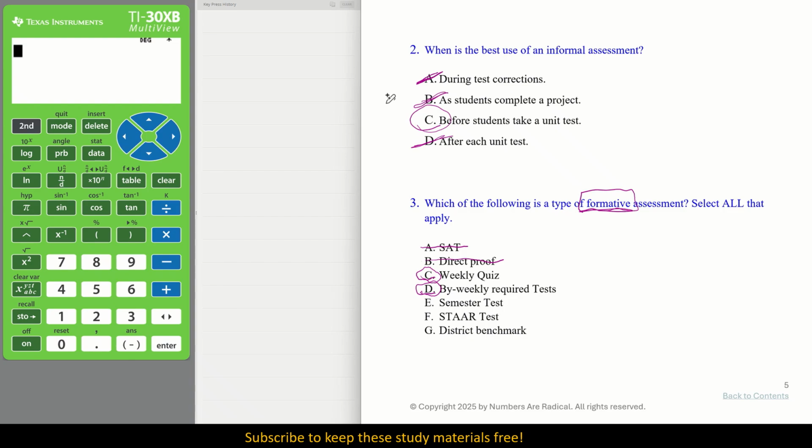Let's look at the rest of these. Semester tests, no. That is very formal, and that would be district wide. So then STAR test, no, that's a high stakes test. So obviously doesn't go under this category. District benchmark, no. That's also, we could say, kind of high stakes. So, and very formal. Okay, formal situations.